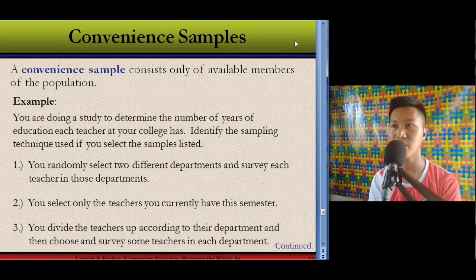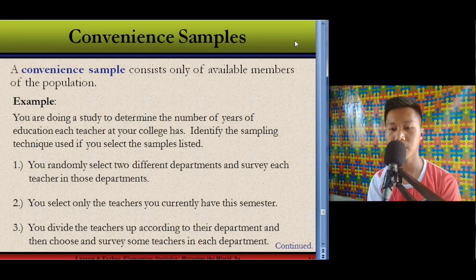But through convenience sampling, you can choose people who are near you. For example, you are from Dipolog, so you can choose respondents that are from Dipolog City. So, that is convenience sampling. It is convenient for you, since they are nearby.